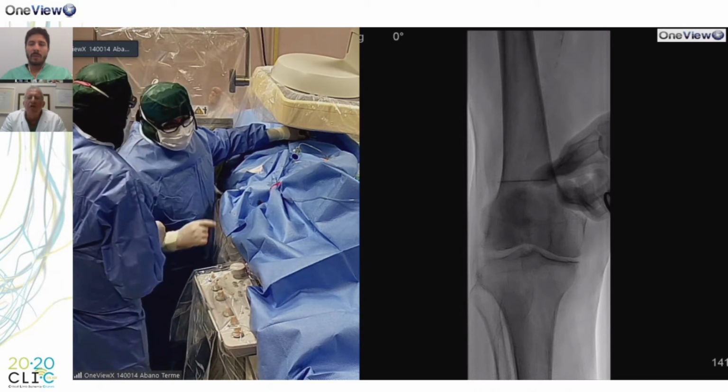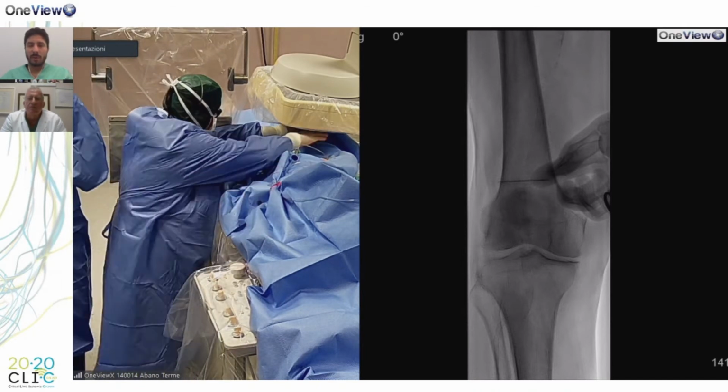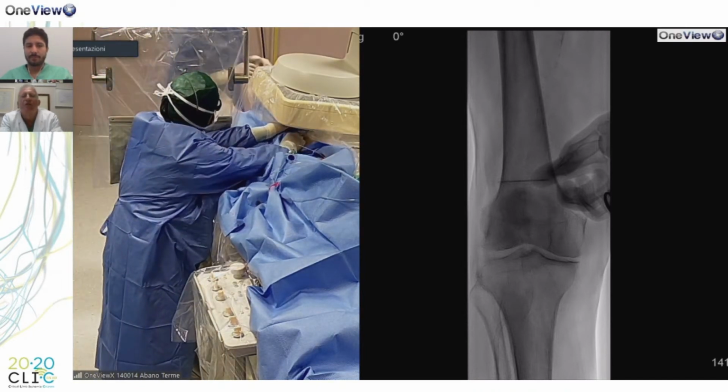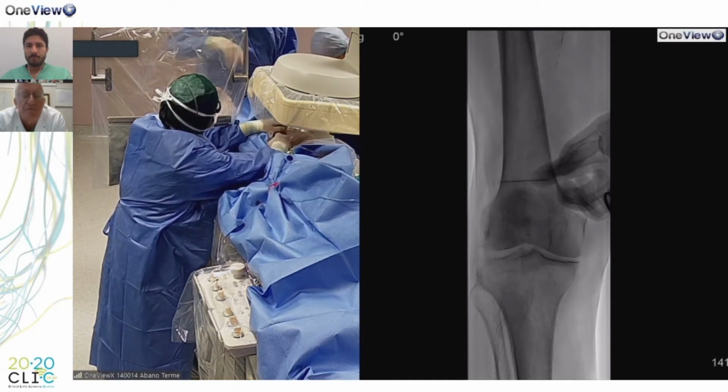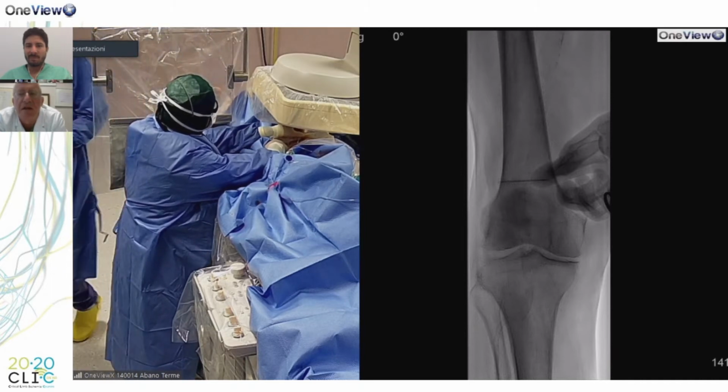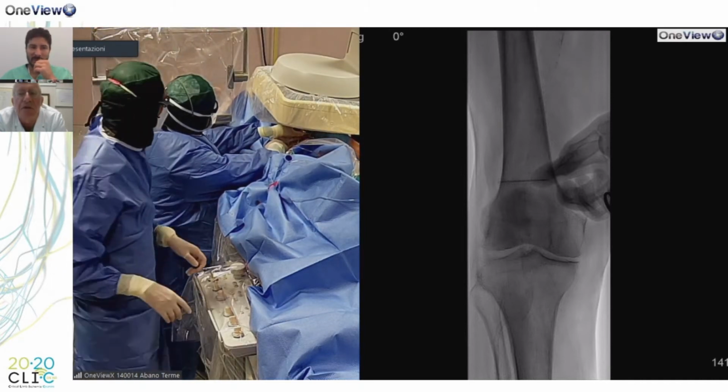So maybe you can use the ruler, Marco. Or if you have a centimeter catheter too, you can use.